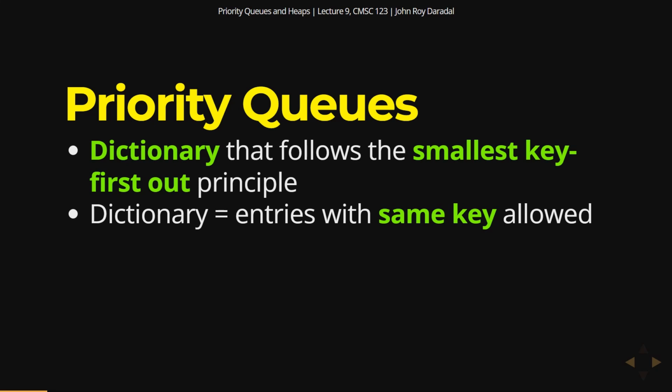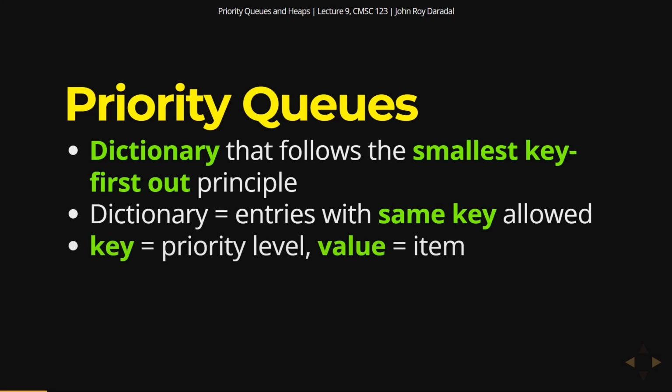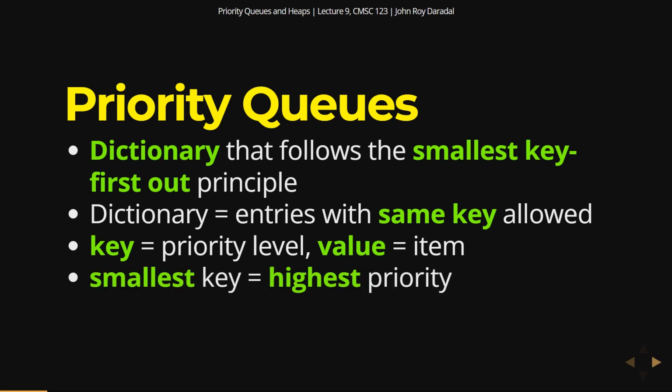Now what is this smallest key first out principle? In priority queues, our keys refer to the priority level of this entry, and the value is the item itself. So it tells you whether that item is of high priority or of low priority. The key will tell you that. And usually the smallest key will be given the highest priority. So the lower the key is, the higher the priority. That is what we mean by smallest key first out principle. So the highest priority is the one with the smallest key.